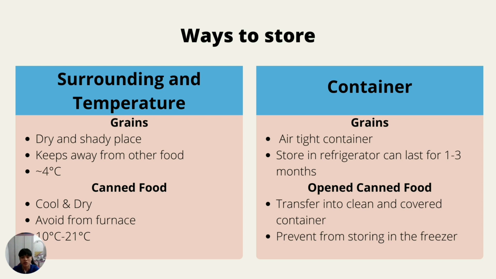Next, grains that are stored in a refrigerator should be kept in an airtight container. This is to prevent moisture from the air from going into the grains. And grains that are kept in an airtight container can be stored in a refrigerator for 1 to 3 months.